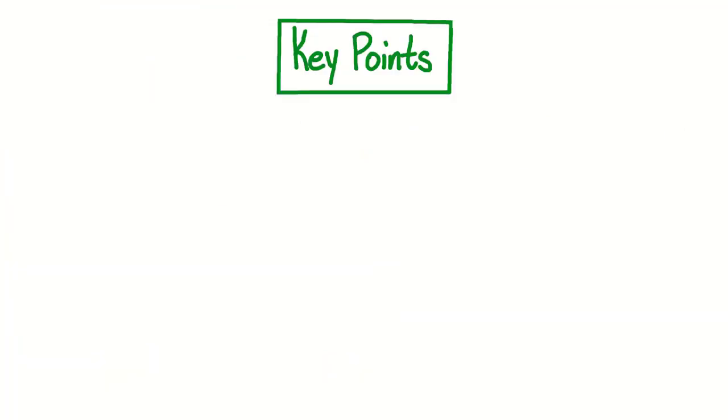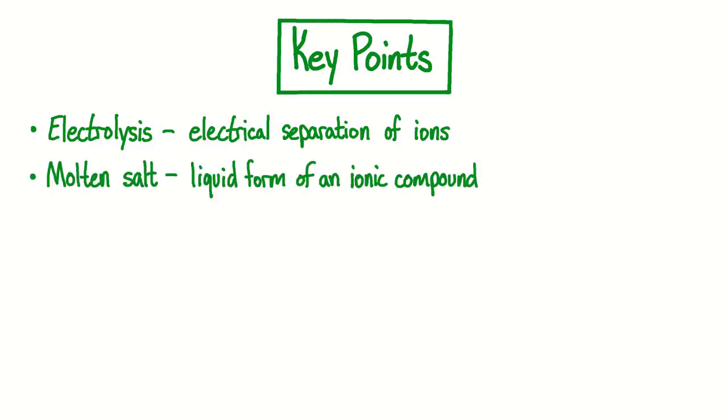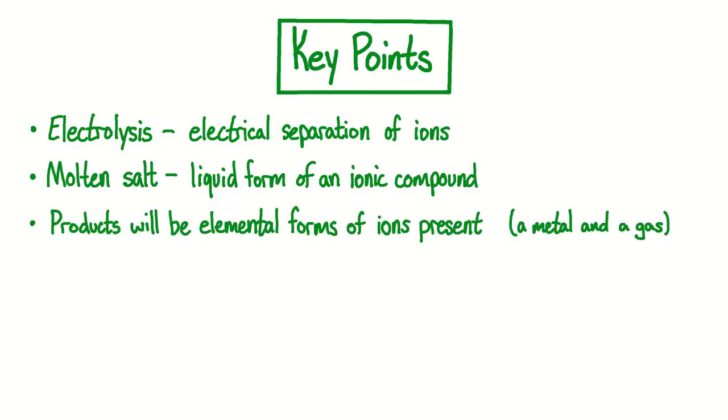Now that we've done some practice problems, let's review the key points of the lesson. Electrolysis is essentially the electrical separation of ions, and a molten salt is the liquid form of an ionic compound. A molten salt is comprised entirely of free-floating positive and negative ions. The products of the electrolysis of molten salt will be the elemental forms of the ions present. Typically, the cation will form a metal, and the anion will form a gas.